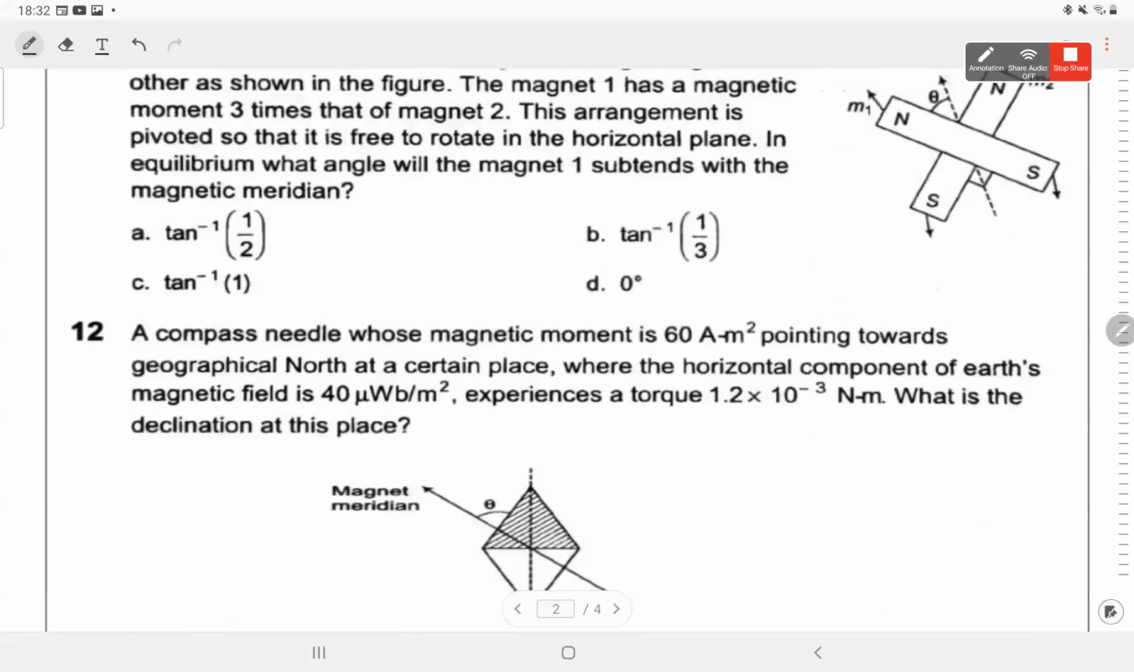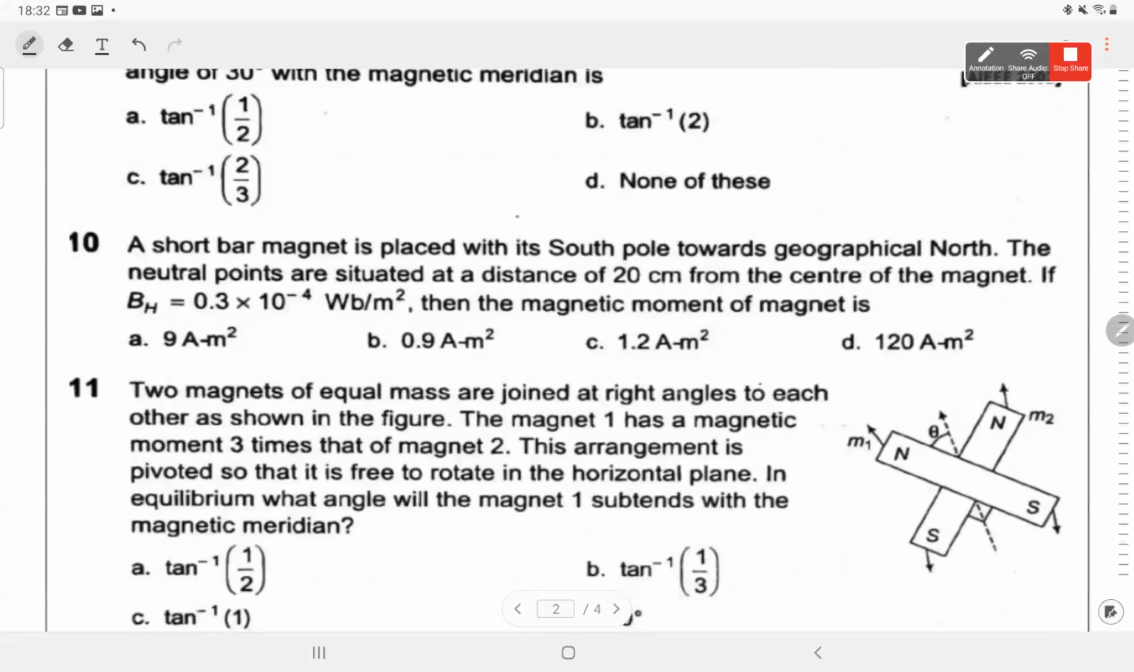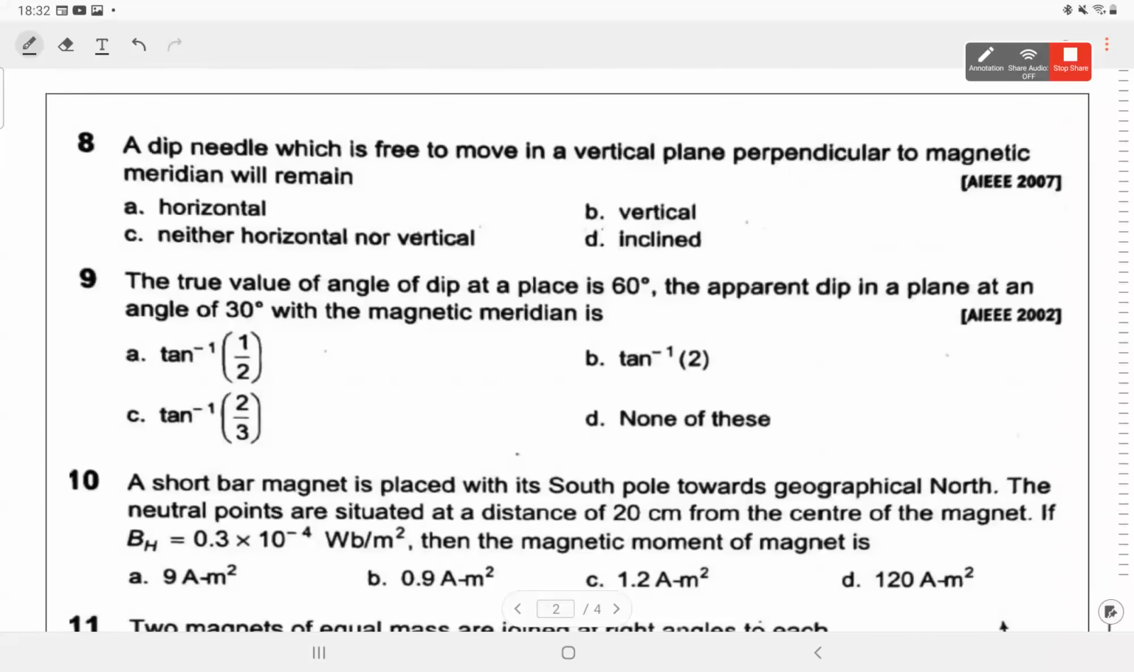A dip needle which is free to move in vertical plane perpendicular to magnetic meridian. ये लास्ट वाला क्वेश्चन ही है. अगर मैग्नेटिक मेरिडियन के परपेंडिकुलर रख देंगे तो हॉरिजॉन्टल कंपोनेंट तो जीरो हो गया, बचेगा केवल वर्टिकल कंपोनेंट, so it will be always vertical.